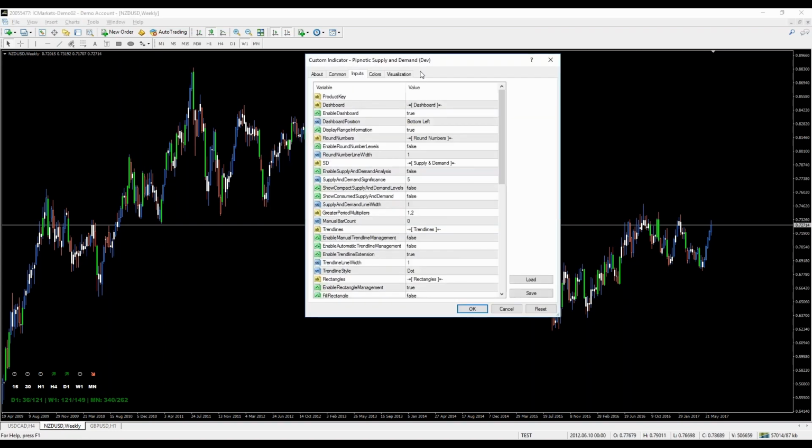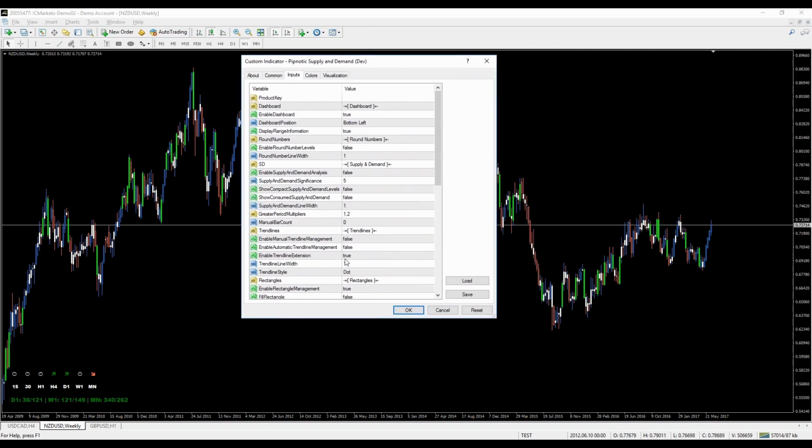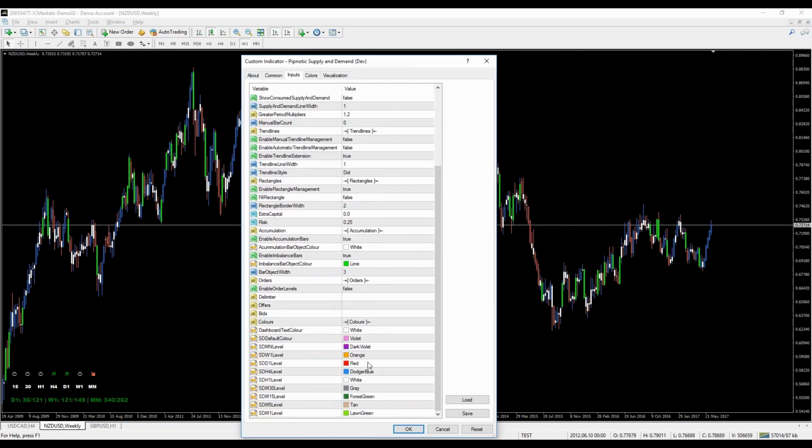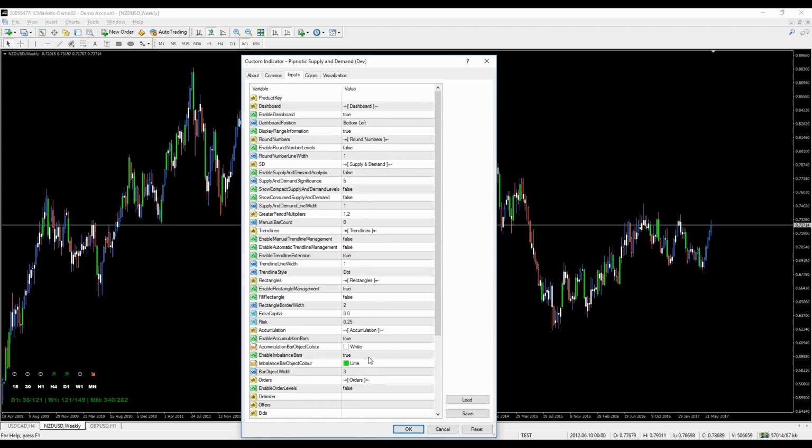So if we have a look here, the functionality is pretty simple. There aren't a whole lot of settings here. Most of them, I mean, we have a lot that are related to color, which we'll get back to in a little while. But we have the enable, the dashboard position, and this range information. This is related to this dashboard that you can see here. So this is what I'm calling the dashboard. Let's load these guys in.